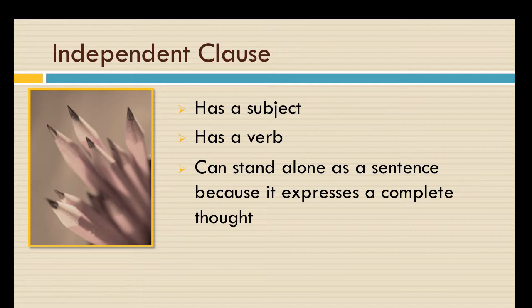That takes us to the independent clause. The most common word group in the English language is the independent clause, and the reason that it's the most common word group is because every sentence must have at least one independent clause. An independent clause has a subject, and it has a verb, and of course we knew that because it is a clause. But an independent clause can stand alone as a sentence because it expresses a complete thought. Let's look at some sample independent clauses.